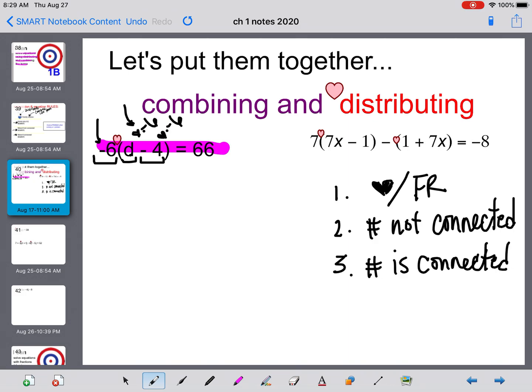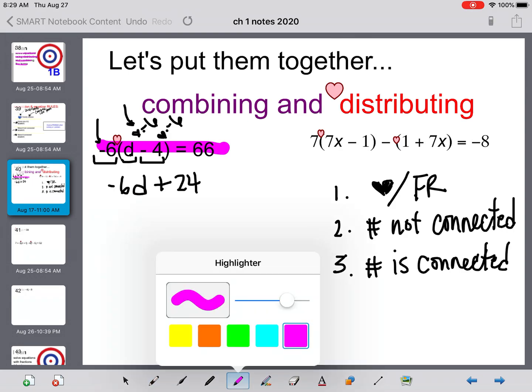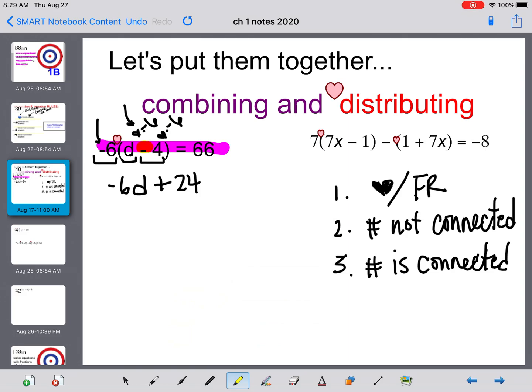By sharing, I mean multiplying each of the terms inside the parentheses. And so I'm going to end up with negative 6D plus 24. Because here I have a negative, and here I have a negative. And remember, two negatives together make a positive. All right. And then the last thing I just do is bring down the 66.